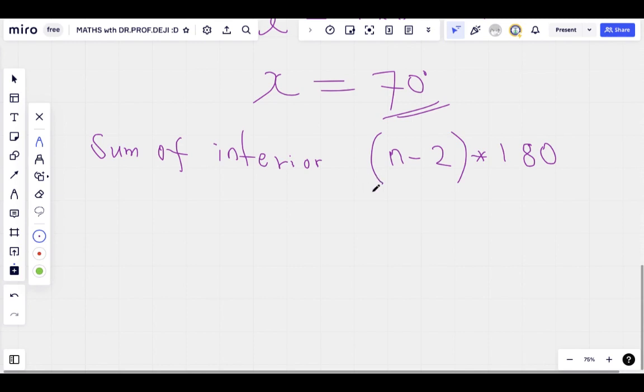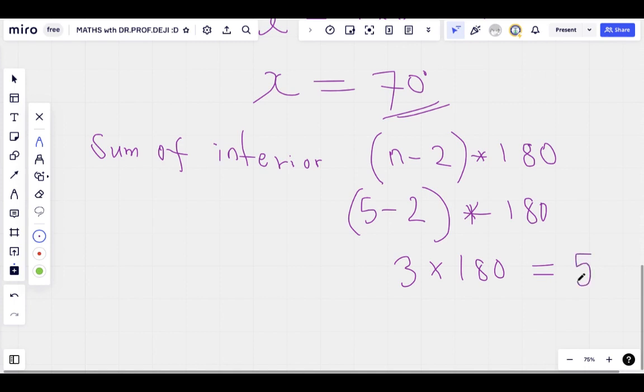So the one we counted just now has 5 sides. To find the sum, you say 5 minus 2, multiplied by 180. 5 minus 2 is 3. 3 multiplied by 180 will give us 540. So for every pentagon, we're going to be using 540 as the sum of the interior angles, the sum of all the angles inside the polygon.